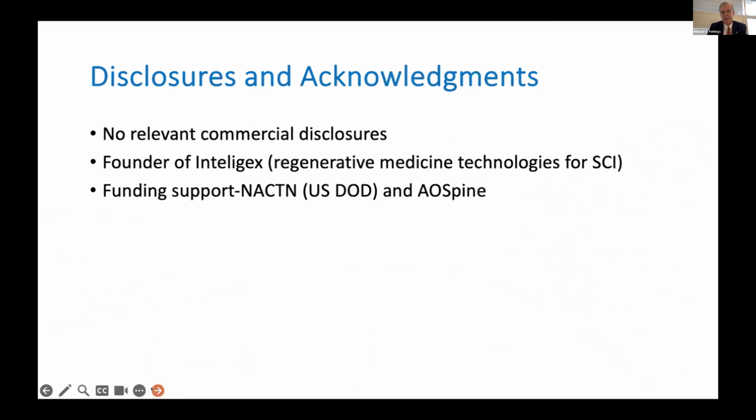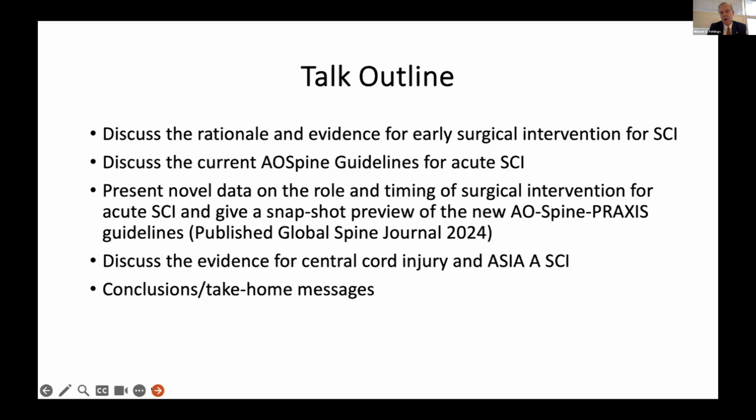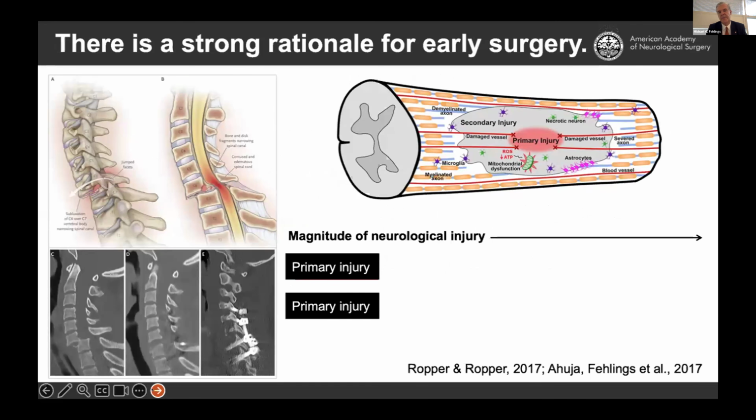No relevant disclosures, and I'll just talk about the rationale to consider early surgery. I'll discuss the previous guidelines and then present some of the novel data that have informed a revisitation of these guidelines. And then I'll talk a little bit about a few of the knowledge gaps. I'll discuss some of the controversies around central cord injury, how this applies to patients with ASIA A injuries, and then some conclusions and take-home messages.